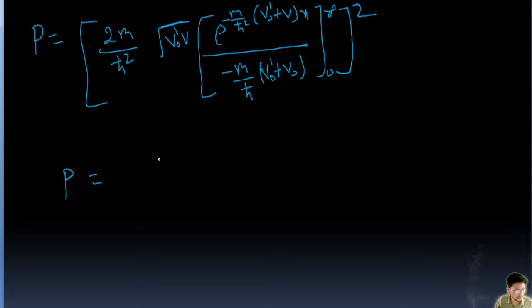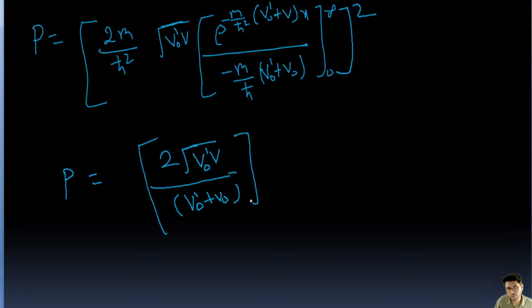This will get cancelled, so this is going to be 2 root v naught, and this value is going to be 0, okay, this one minus this one, right. So this is going to be v naught dash v naught upon v naught plus v naught dash, whole square, okay. So the value of p is going to be 4 v naught dash v naught upon v naught dash plus v naught, whole square, okay. So this is the probability, a very important formula.